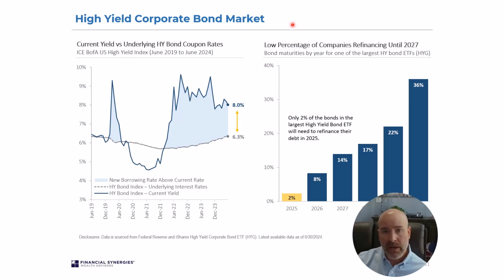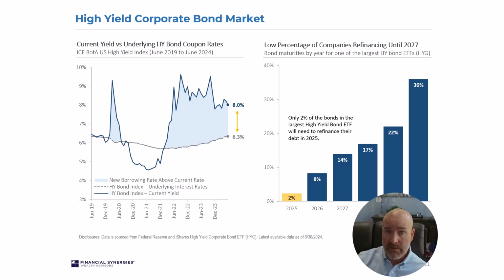So the chart on the right graphs the percentage of bonds in a high yield bond ETF that mature each year. So we're over here on the right now. Only 2% of the bonds mature in 2025, which is great.